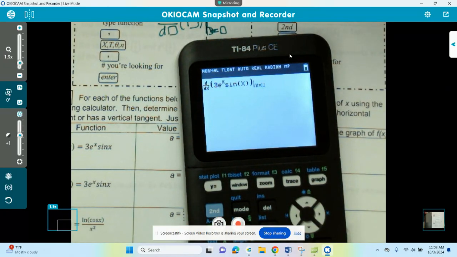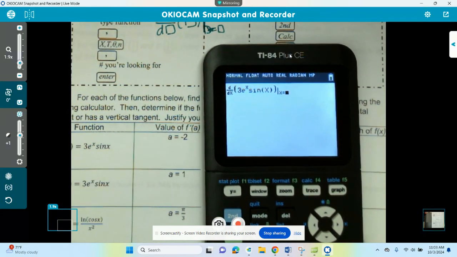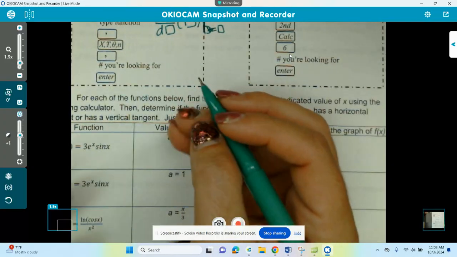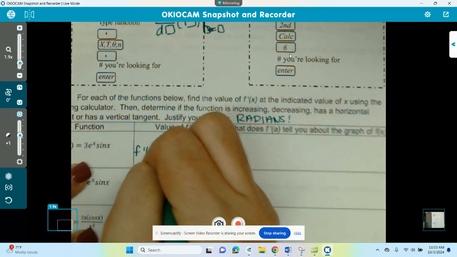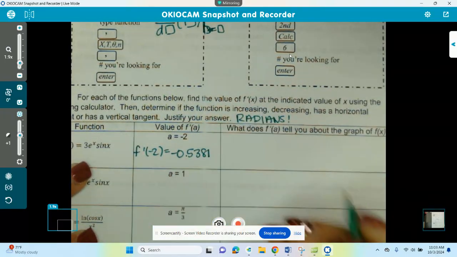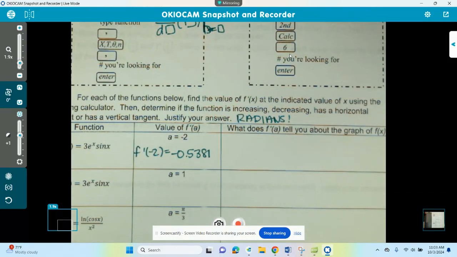All right, everybody good? And then we want x to equal -2. And there's your answer. What do I do with that? She said, what do I do with that? Well, we're going to write it down. That's the first thing we're going to do. Okay, so we're going to write it right here. We're going to say that f prime of -2 was negative 0.5381.